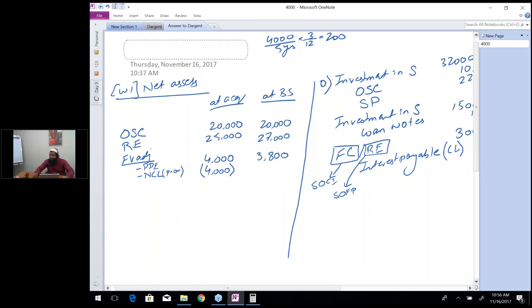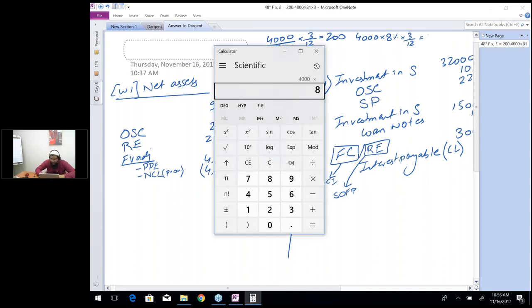Similarly, the provision will be unwound using 8% and again 3 by 12 because only 3 months have passed by. So 4,000 into 8 divided by 100 will give me the unwinding relating to the entire year, and into 3 divided by 12 will give me the unwinding of 80.